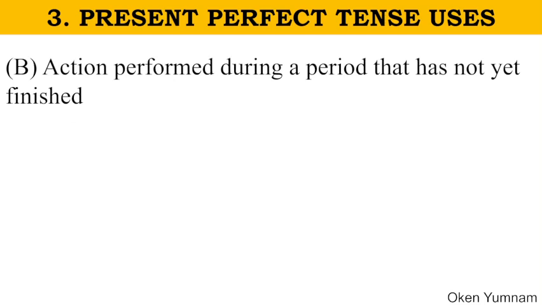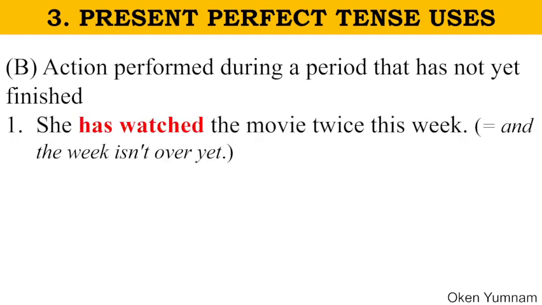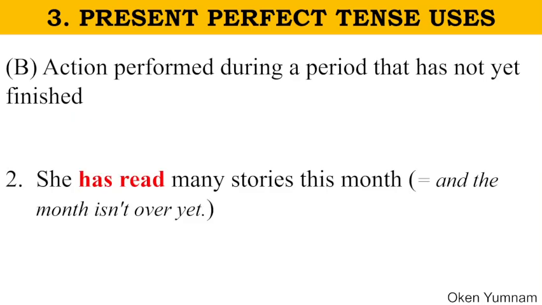And second use is action performed during a period that has not yet finished. See here, she has watched the movie twice this week. It means she has completed watching the movie 2 times or twice, but you remember still in the sentence the week isn't over yet. She may watch it 3rd time also. She has read many stories this month. Yes, she has read many stories, and the month isn't over yet. The month is going on. The period is going on.